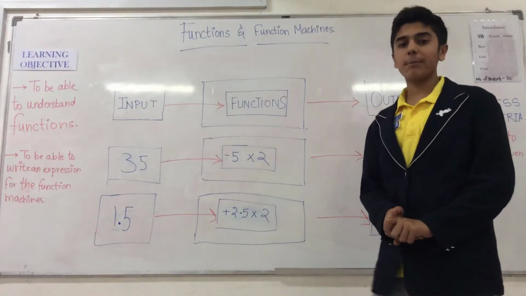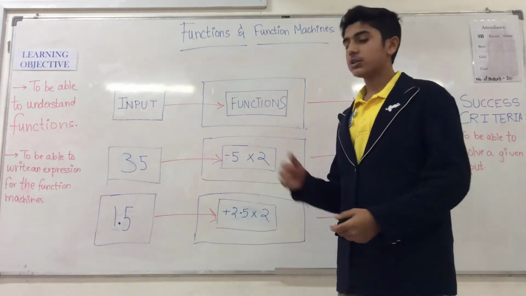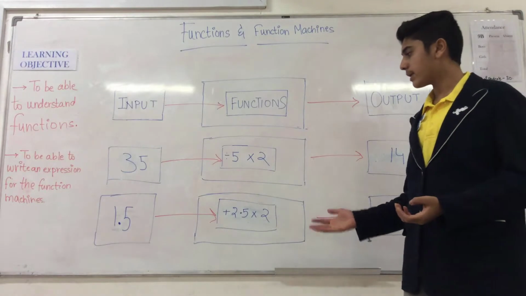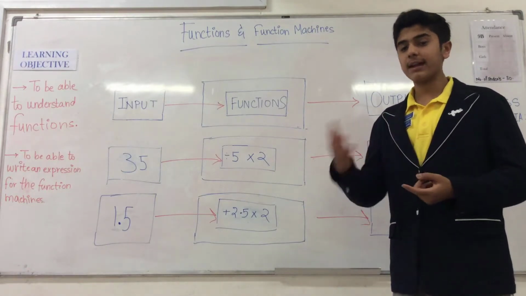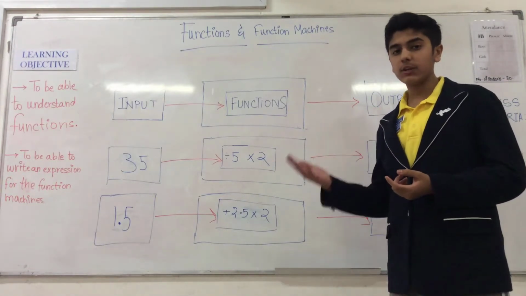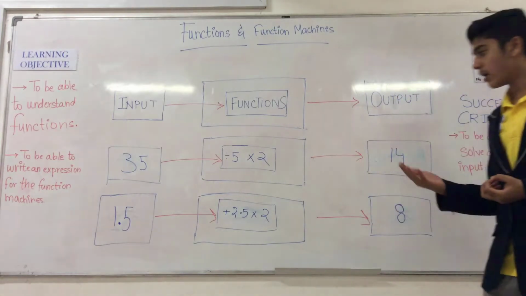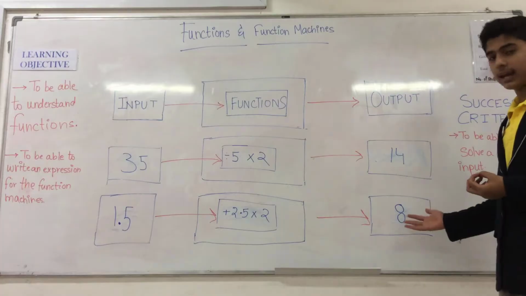So if we follow BODMAS in any of these function machines, let's take an example again with 1.5. If we follow BODMAS, we will multiply first and then add. So 1.5 into 2, that is 3, plus 2.5, that would be 5.5. Whereas our answer, without following BODMAS, is 8.